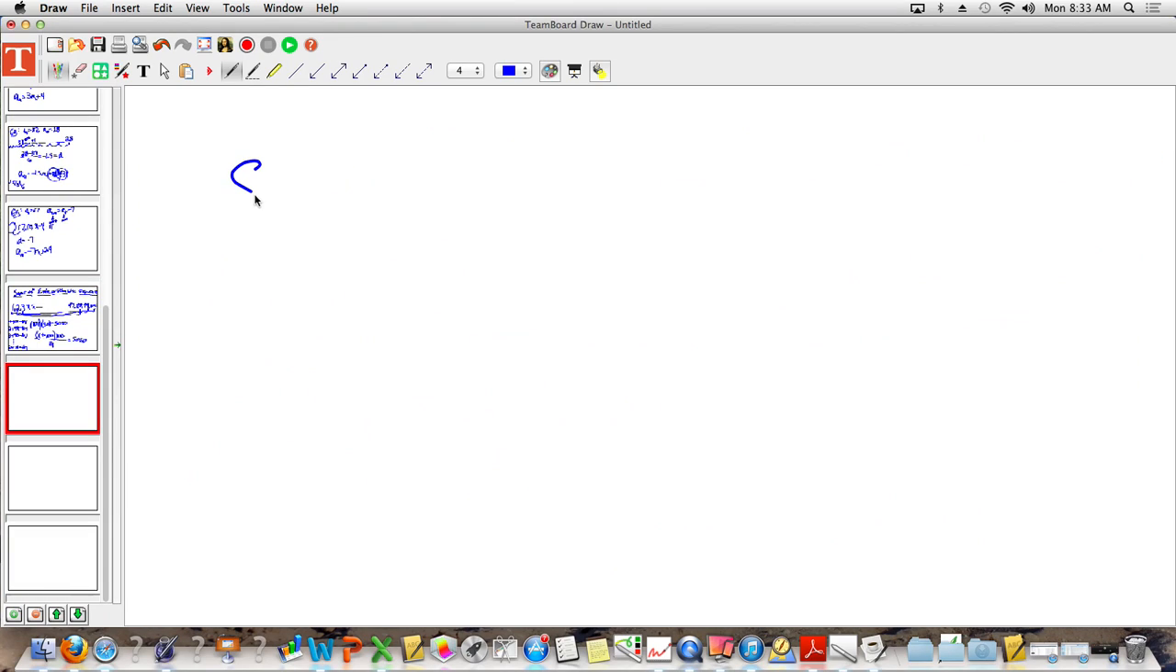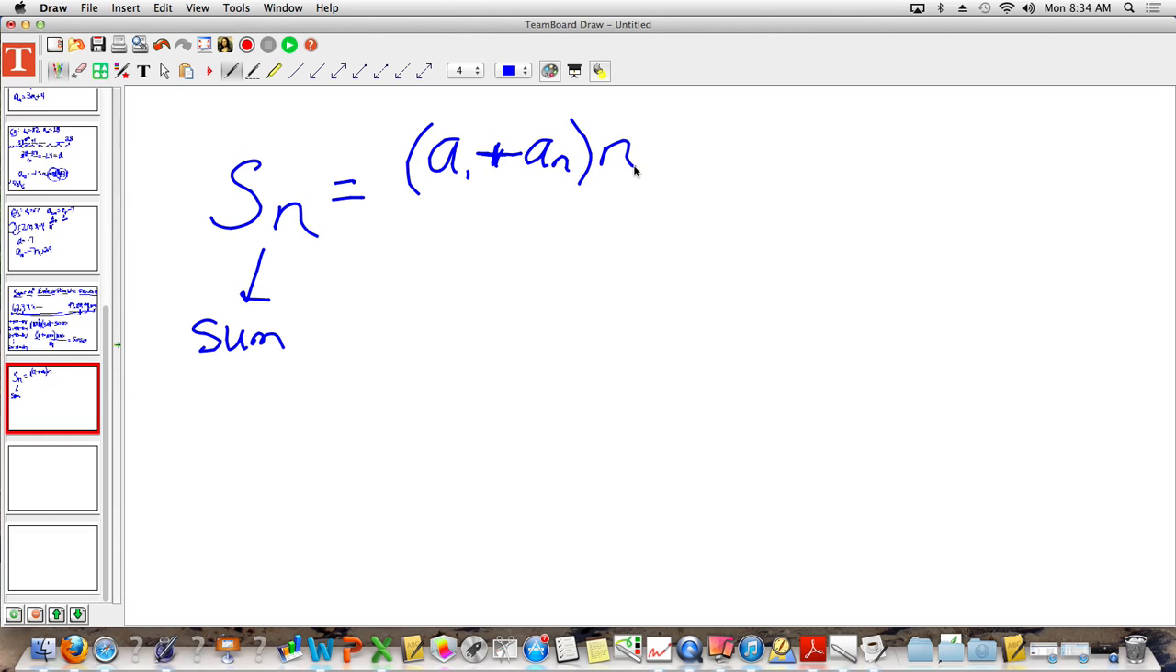To find the sum, S sub n, that's what the S sub n means. To find the sum of an arithmetic sequence, you take the very first term, a sub 1, plus the very last term, which we'll call a sub n, because the very last term depends on the problem. You multiply that by how many terms there are, and you divide it by 2, and that will get you your sum.